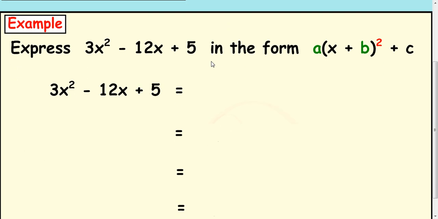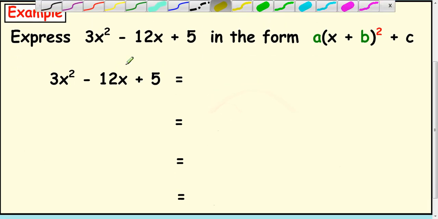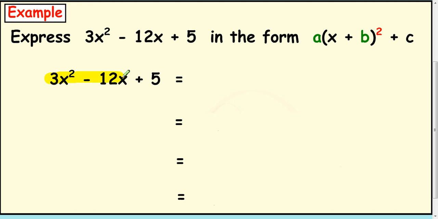Okay, let's look at another example to do it again. So first thing we want to do, take a common factor out of the first two parts here. So a common factor of 3 will come out of that to reduce the x squared term to a coefficient of 1.